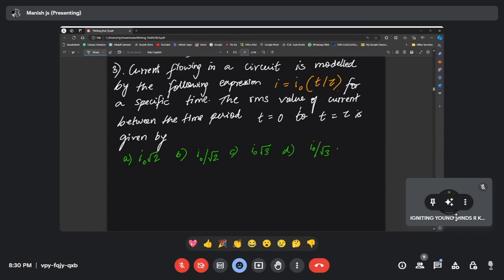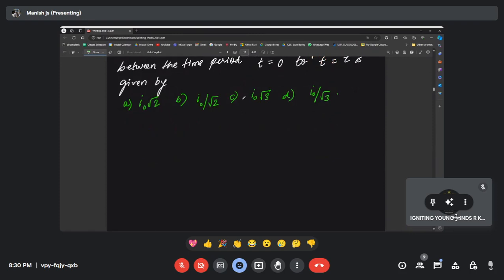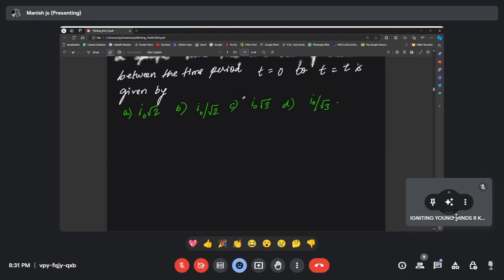Now coming back, we'll approach this using a calculus approach. When I substitute and integrate, here we first try to find the root mean squared value. So I'm going to write it down. First, I will write the expression, and then we will go for the calculus approach.